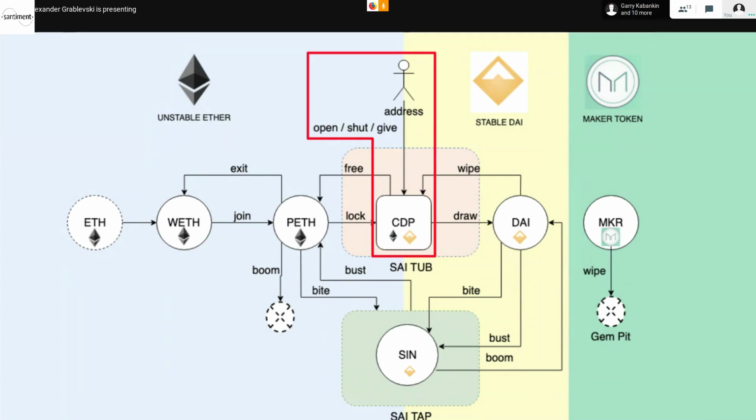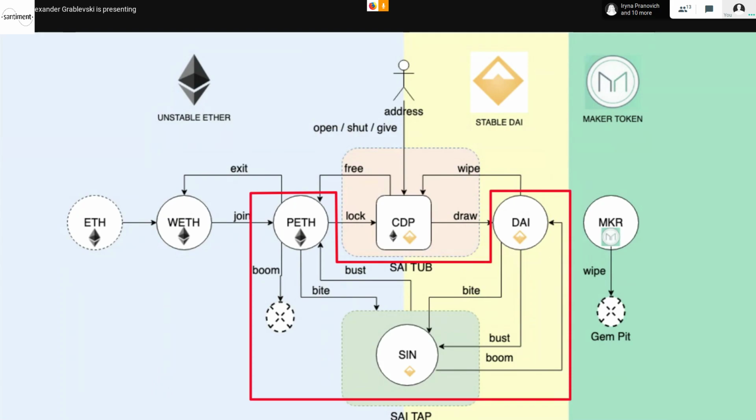That is the basic cycle. But the interesting thing is bite events. So what is a bite event? Imagine you put $100 in, equivalent to a CDP. At that point, actually, you can't issue 100 DAI. You have to issue 10 percent of it.